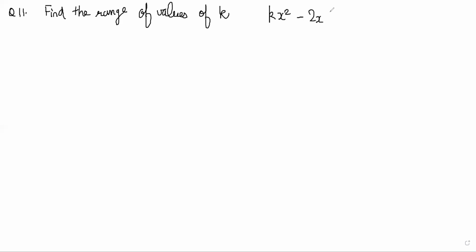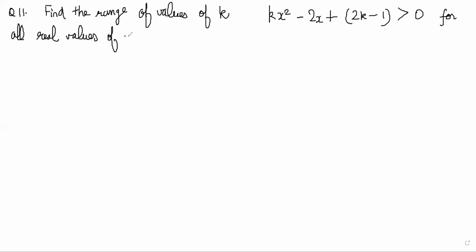So question number 11, it is saying find the range of values of k such that kx square minus 2x plus 2k minus 1 is greater than 0 for all real values of x. So actually this is a perfect question for us to discuss quadratic equations now. Yeah. So, I believe it has something to do with the value of the discriminant or something. Yeah, it has everything to do with that only.